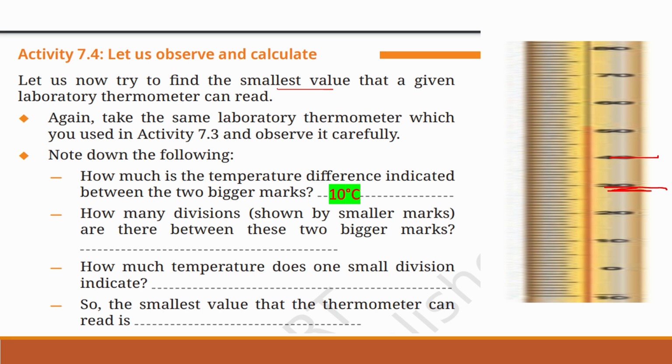1, 2, 3, 4, 5. Then 6, 7, 8, 9 and 10. Okay, so a total of 10 divisions are there. How much temperature does one small division indicate? There are 10 divisions, and between these two larger marks, it is 10 degrees Celsius. So, one small division indicates 1 degree Celsius. So, the smallest value that the thermometer can read is 1 degree Celsius.